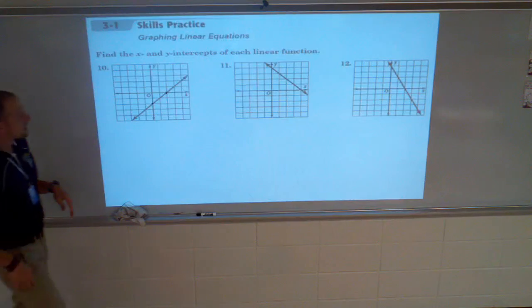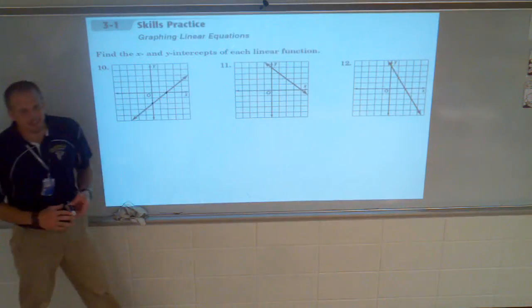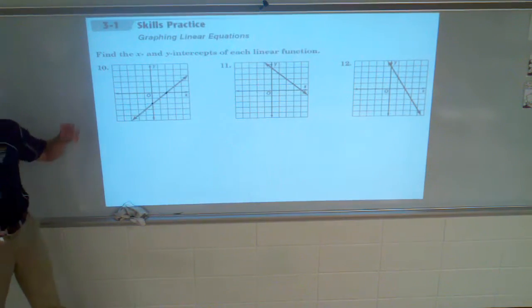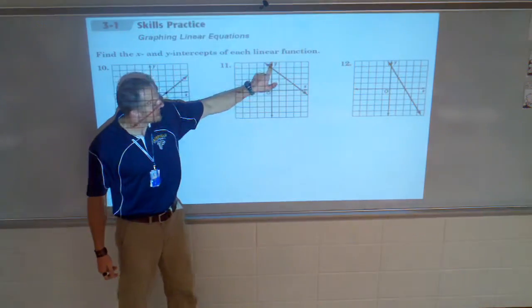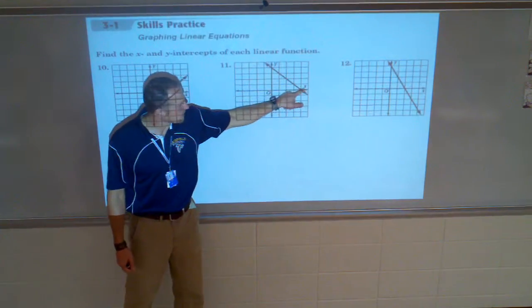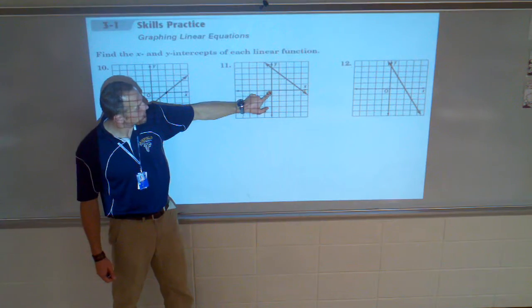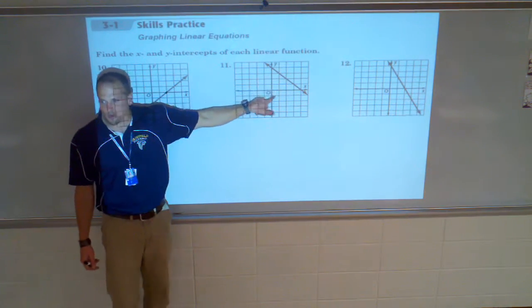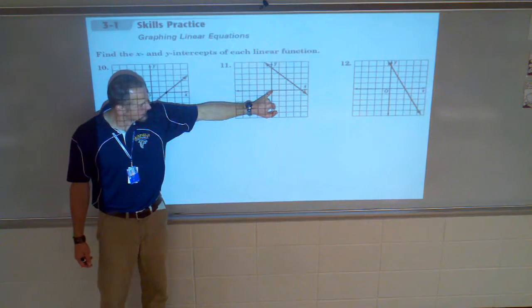So, let's look at these graphs again and find the x and the y intercepts of each, okay? Remember, our y-axis is the axis that goes straight up and down. Our x-axis is the horizontal axis. And right in the middle is our origin, okay? That's not a word you've heard me say before, origin, but that's the point 0, 0.